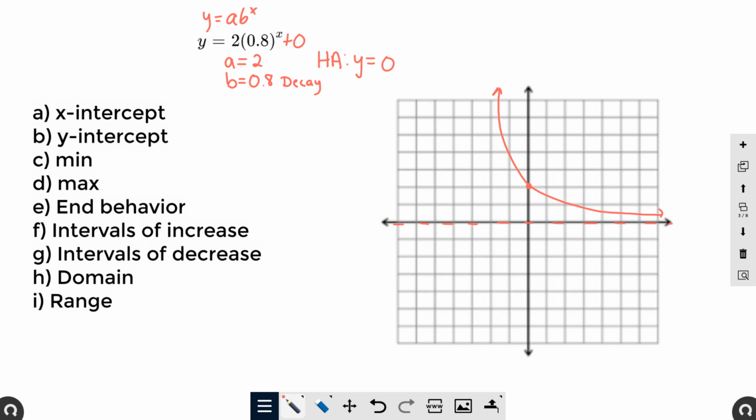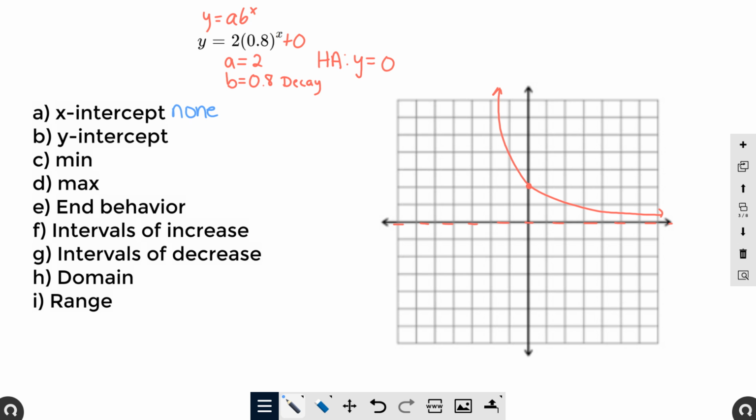Now we can find our 9 key features. So the first one is the x-intercept. Well, does this graph touch the x-axis? No, it levels off there, it doesn't touch it, so x-intercept is none.